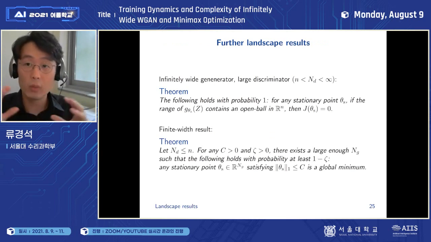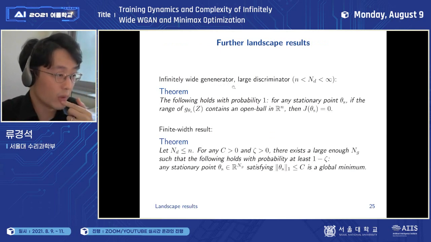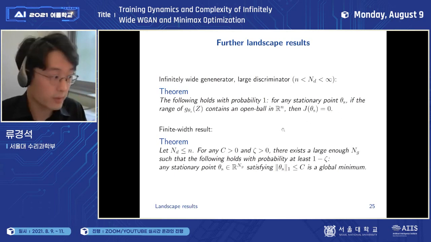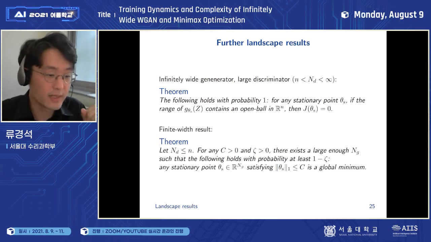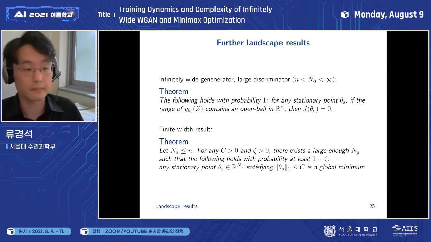So that was the infinitely wide setup, but we have further results. In the infinitely wide setup, when we have a large discriminator, we have a similar result, but with a more restrictive condition. I'll skip over this part. And then we also have a finite width result. When the generator is very large, but not infinitely large, we can essentially recover a similar kind of result to the infinite width setup. But now instead of the no local minimum condition holding with probability 1, it only holds with high probability.